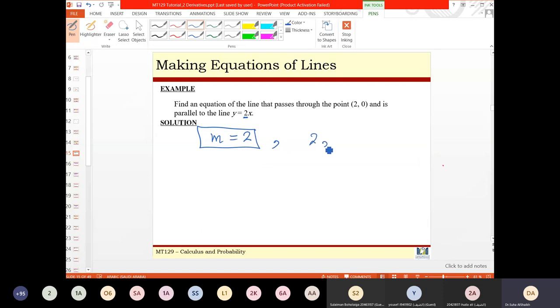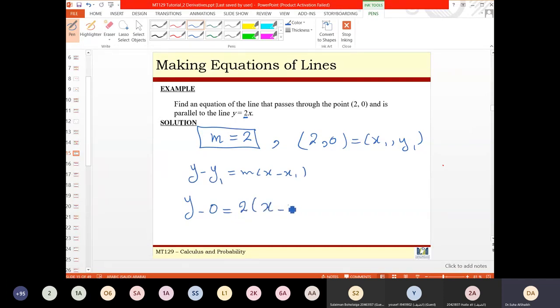And my point (2, 0) is my x1, y1. In general, the equation of the line is y minus y1 equals m times x minus x1. So it will be y minus 0 equals m, which is 2, times x minus x1, which is x minus 2. So this gives the equation y equals 2x minus 4. And here is the equation. You got it now?